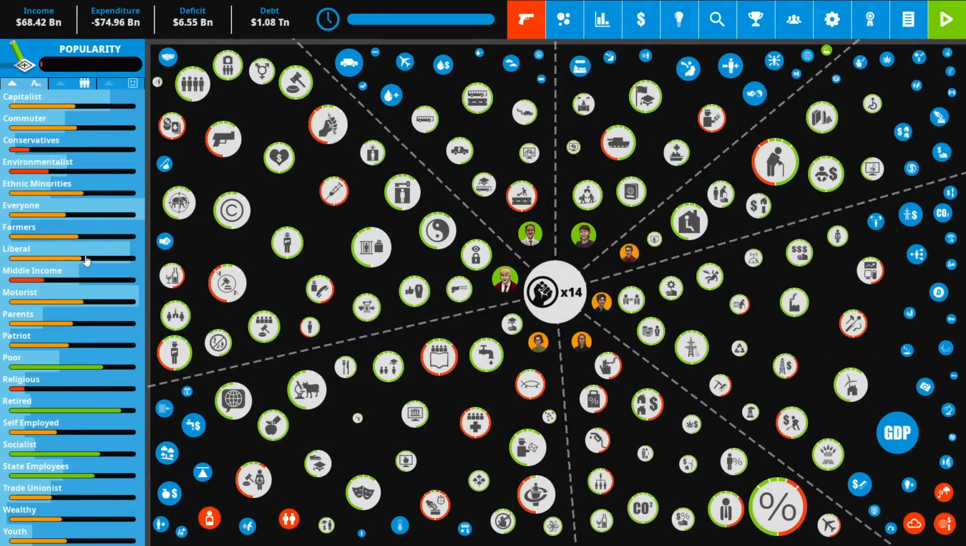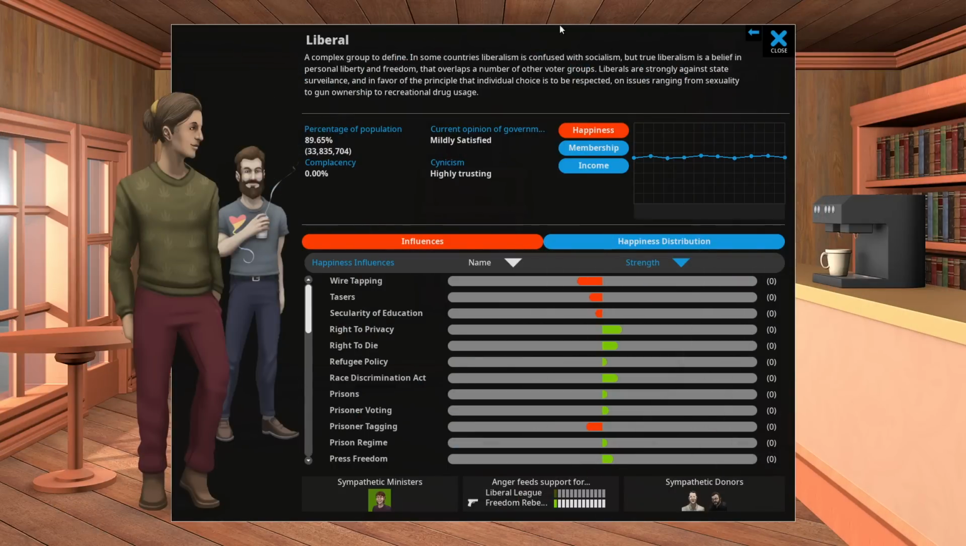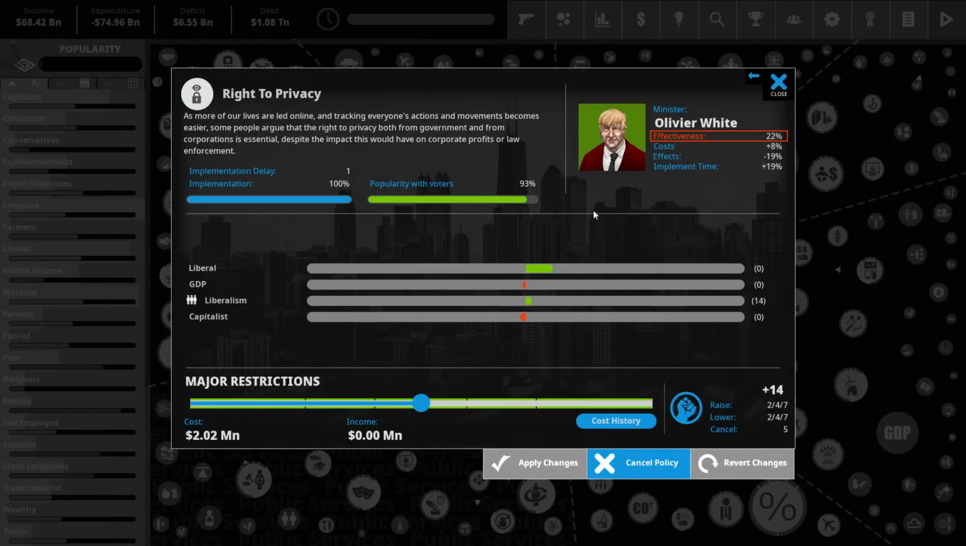And if you click on this, you get a little description of what their deal is, and then you can see how many people there are. So we have a lot of people who are liberals in Canada here. They really don't want a very oppressive government as much as possible. Down here, we can see everything that's affecting their happiness. They're a little unhappy that we do have wiretapping, but they're happy about the fact that we have a fair amount of right to privacy. And if we click on this, we can then look at these policies directly.